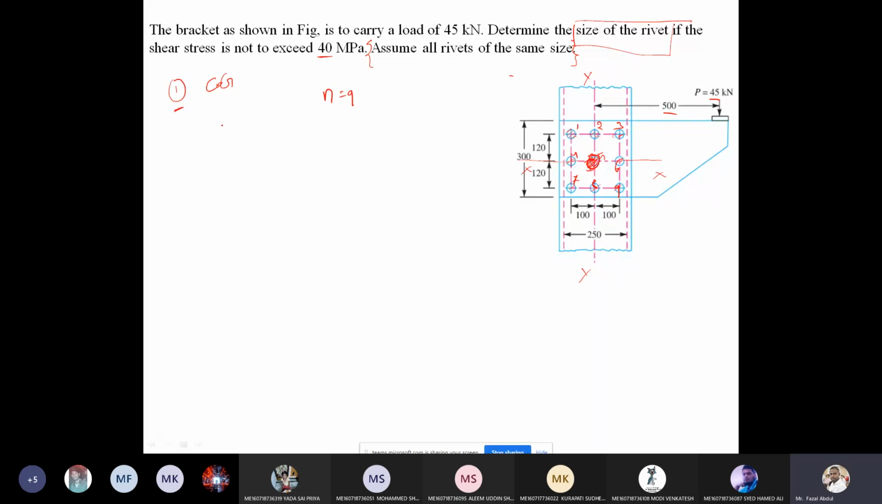Now what is the second point? In the second point, we need to calculate the primary shear load on each rivet. So how much is the total load given? 45 into 10 to the power of 3 by number of rivets. So how many rivets are given in the question? Total 9 rivets. Now what is the answer? 45 into 10 cube by 9.